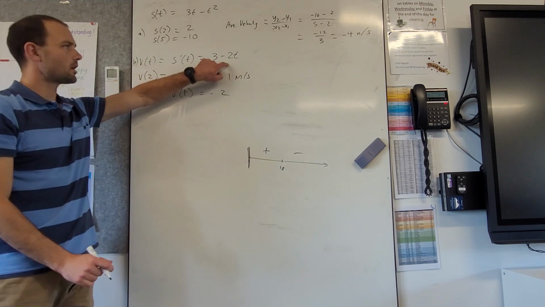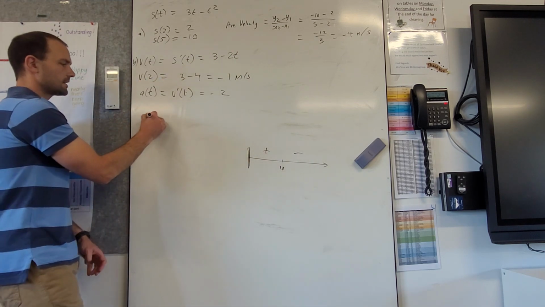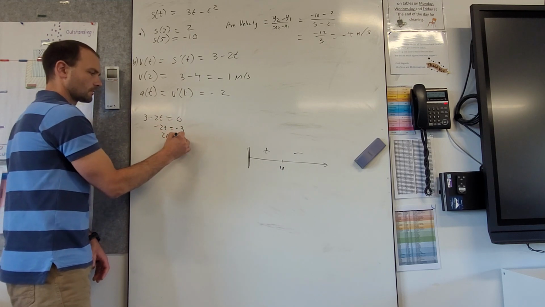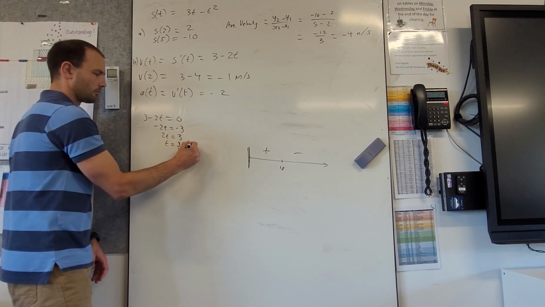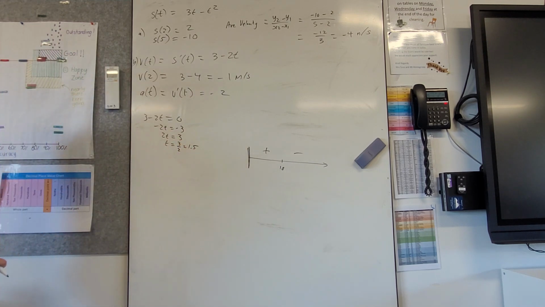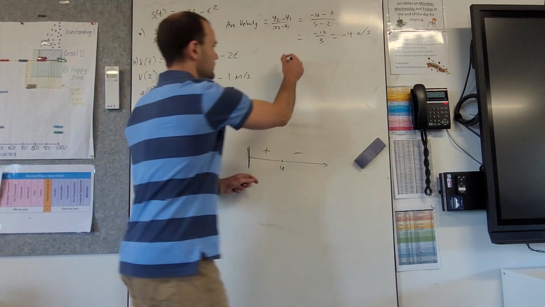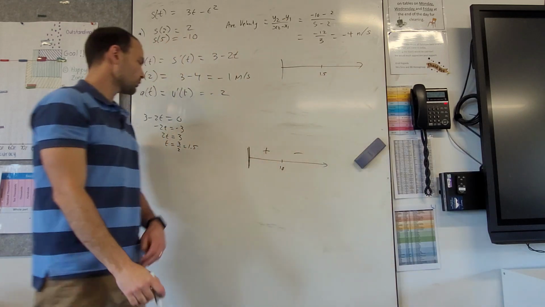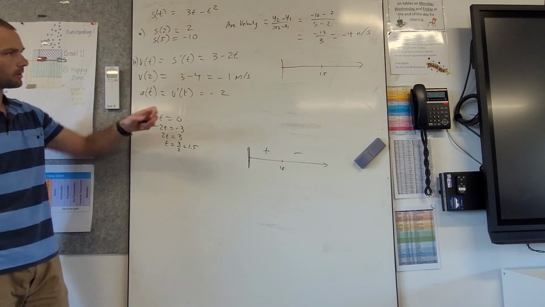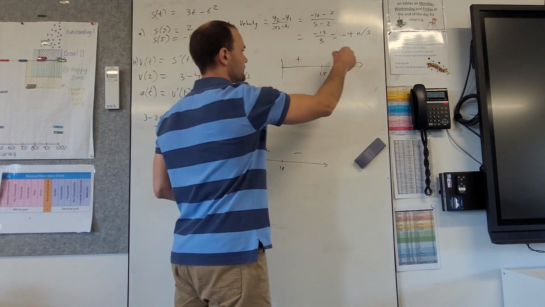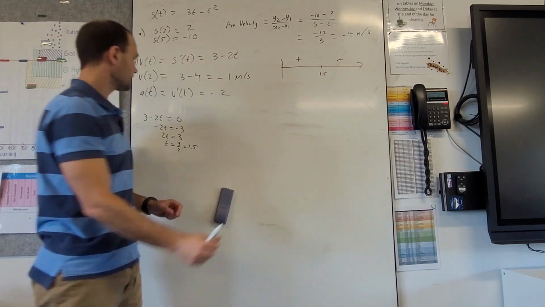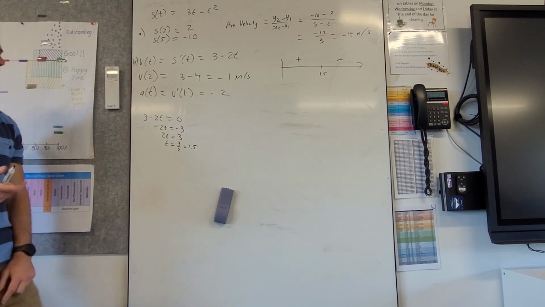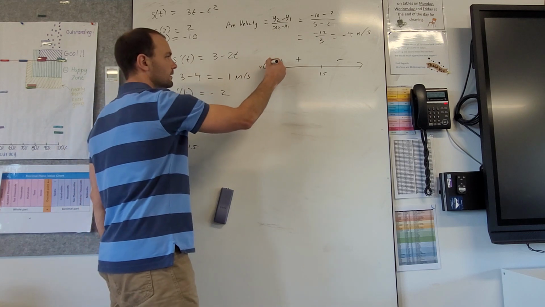If I look at the sign diagram for the velocity function, we have 3 take away 2t. I want to find its root. Its root is 1.5. So for velocity, there's its root, and it has negative slope, which means again it's coming from above to below. We can get that sign diagram from the graph, from the calculator. Okay, so that's v of t.